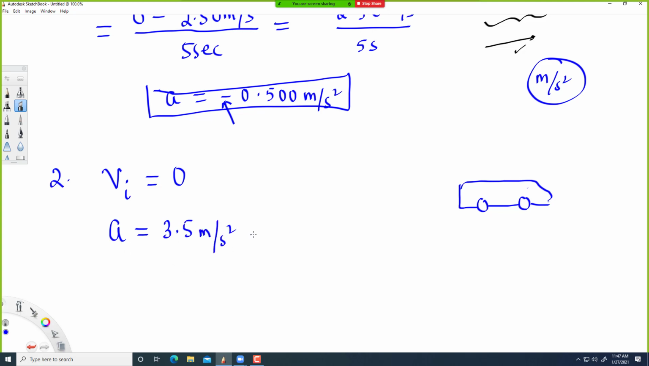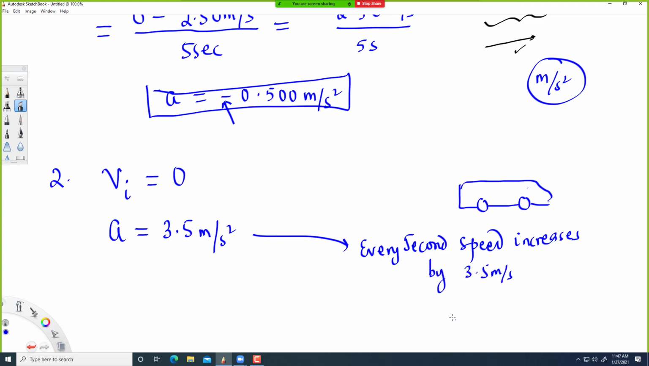The meaning of acceleration is that every second, speed increases by 3.5 meters per second. So at one instance its speed is 3.5 meters per second. One second later it will be 7 meters per second. One second later it will be 10.5 meters per second, like that. So how far will it have gone when it is traveling at 25 meters per second? If its final velocity is 25 meters per second, then what would be the displacement? We want to find the displacement.